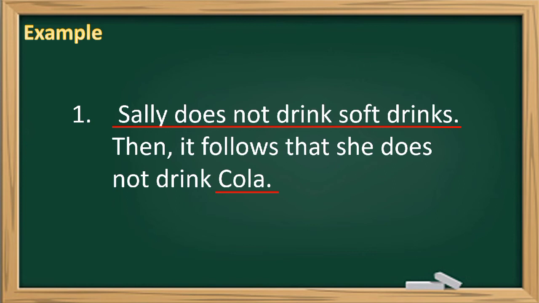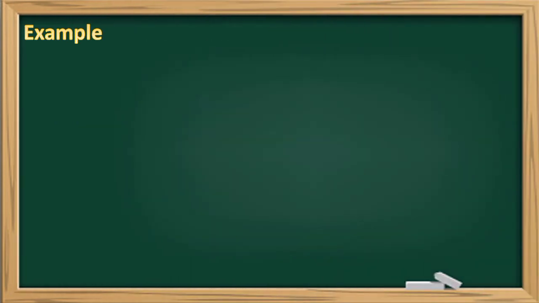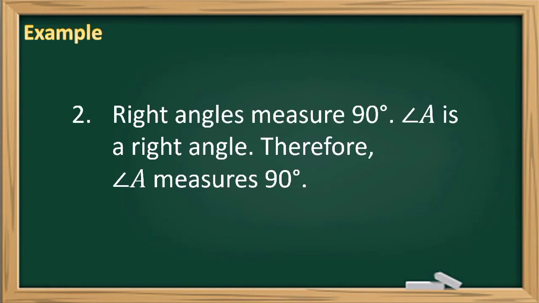So let's have another example. For number 2, right angles measure 90 degrees. Angle A is a right angle. Therefore, angle A measures 90 degrees. In example number 2, you are given a general statement that right angles measure 90 degrees. Knowing that angle A is a right angle, then the conclusion is angle A measures 90 degrees.